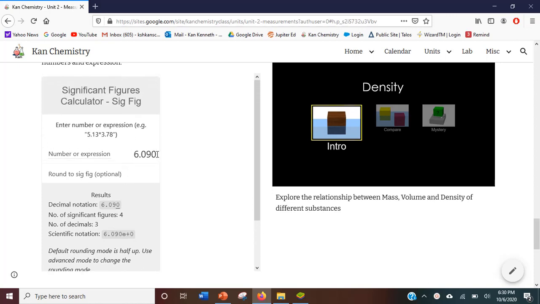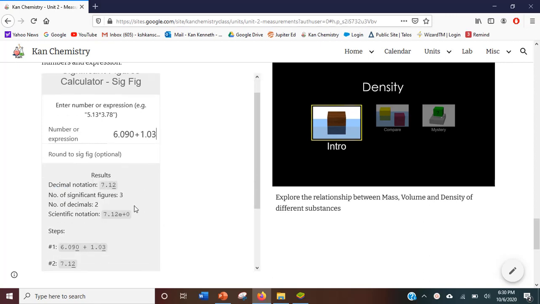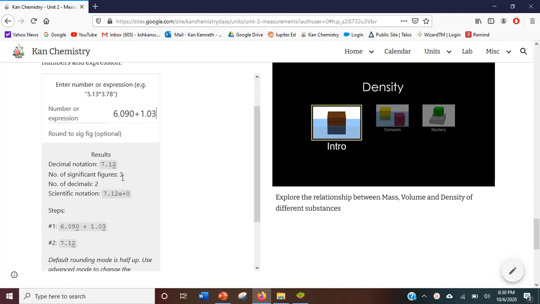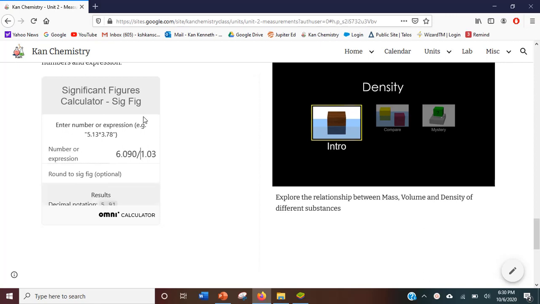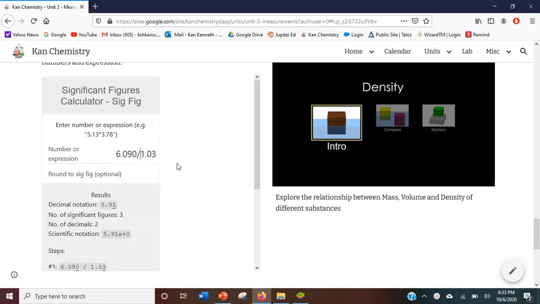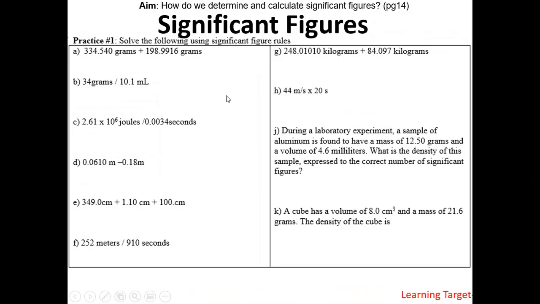You can also write an expression, for example, plus 1.03. It tells you the answer, 7.12, the number of significant figures of your answer, and the steps on how to solve for it. For multiplication, you have to use the star, and for division, you have to use the slash. I recommend that you use this calculator to check your answer when you do the practice. Take a moment to complete this practice. Resume the video once you're done.